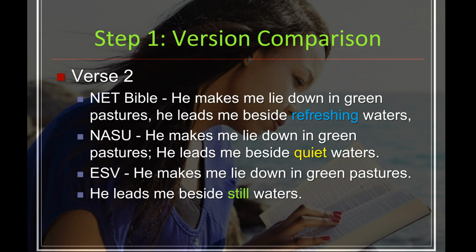Here the NET is noting that the sheep are not being led along a serene path for aesthetic purposes, but for nourishment. The quiet or still waters are implicitly set in contrast to the rushing waters from which sheep could not drink. By using refreshing water in verse 2, the NET draws attention to the nourishing character of the water.